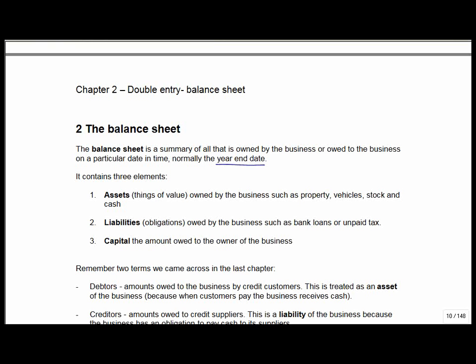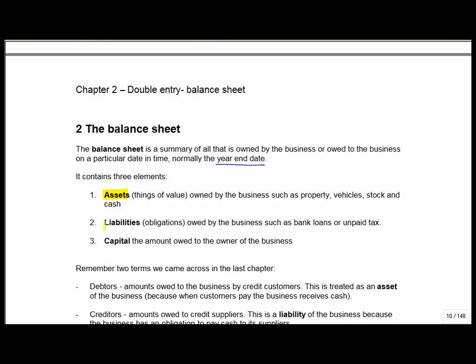So, the balance sheet comprises three elements. Firstly, the business assets. Business assets are things of value, things that the business owns. So typically property, fittings, stock, which is all of the goods that a business might sell in the future. Cash in the bank is an asset.